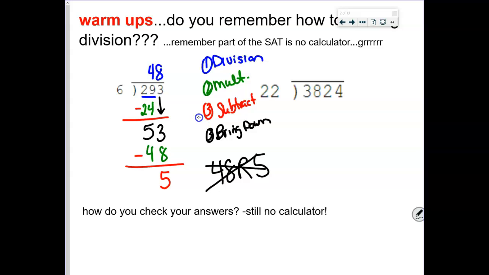But here's what they should have taught you in 4th grade. The reason it's a remainder is because it's still stuck in the division loop. So the true answer is that 6 goes into 293 48 times with 5/6 remaining. That's the answer. It's a mixed number, 48 and 5/6.